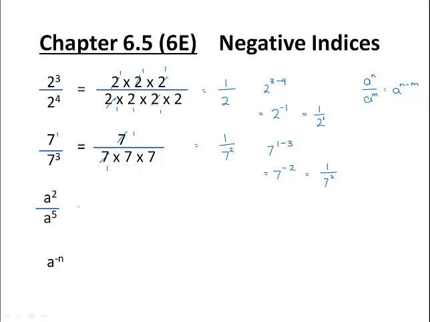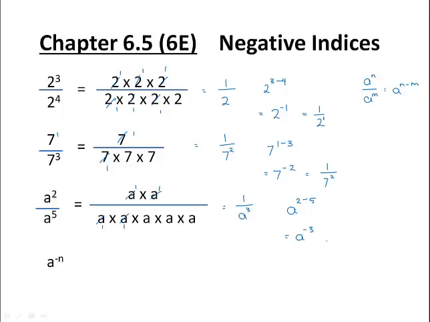Let's try a squared divided by a to the 5. If we look at this in expanded form, and we cancel, we end up with 1 over a cubed. If we use the index law to solve this problem, it would be the same as a to the power 2 minus 5, and this would equal a to the power minus 3. And we can see that this is the same as 1 over a to the power positive 3. In general, if we have any value raised to a negative power, it's the same as 1 over that value raised to the positive power.